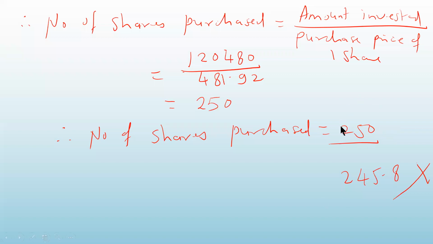So if you are getting a whole number, your answer is correct. If suppose you are getting the answer in decimal, that means somewhere you have made some mistake. So you can check once again. Understood?